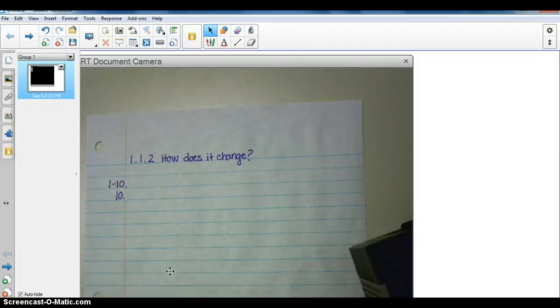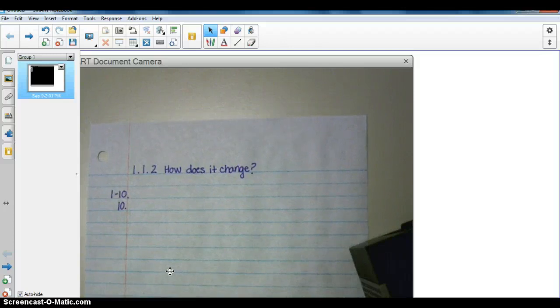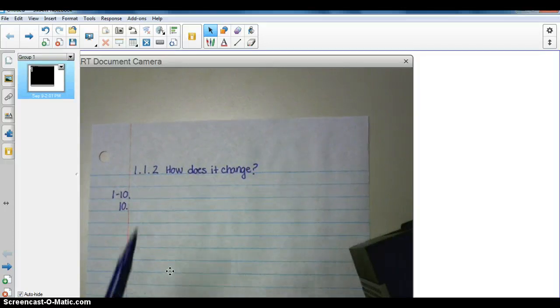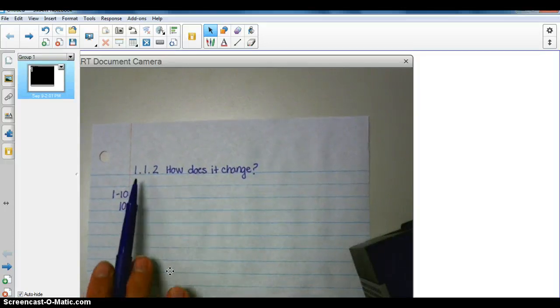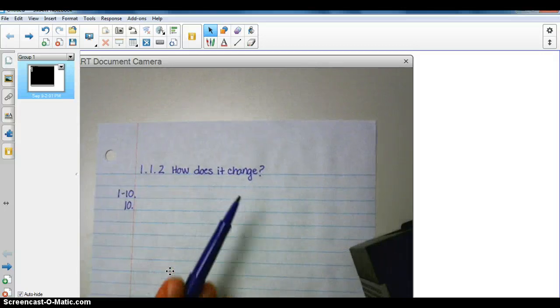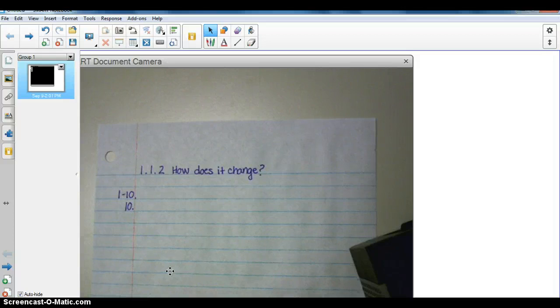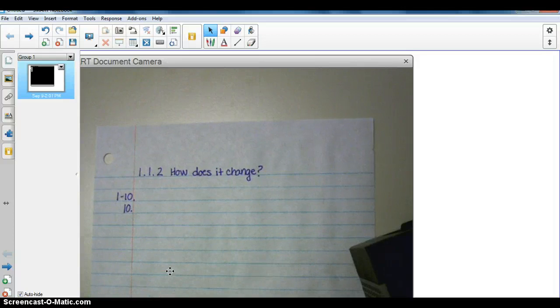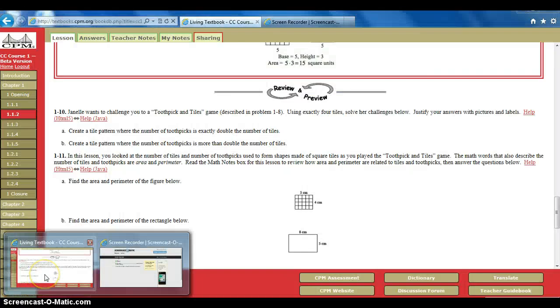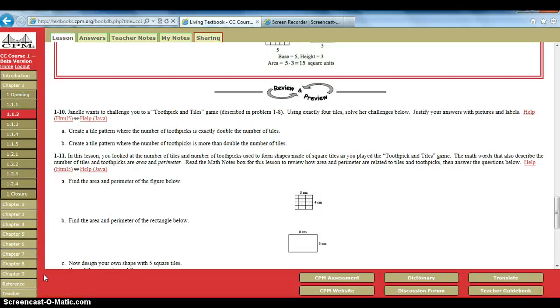So the important things to remember are that you're starting with the heading 1.1.2, how does it change, and that you use this margin over here, the left margin, to keep track of what questions you're answering. To give you an example, we're going to use the document camera like I've been using here, and go back and forth a little between the ebook, like you see here, and what I'm actually going to be writing down.